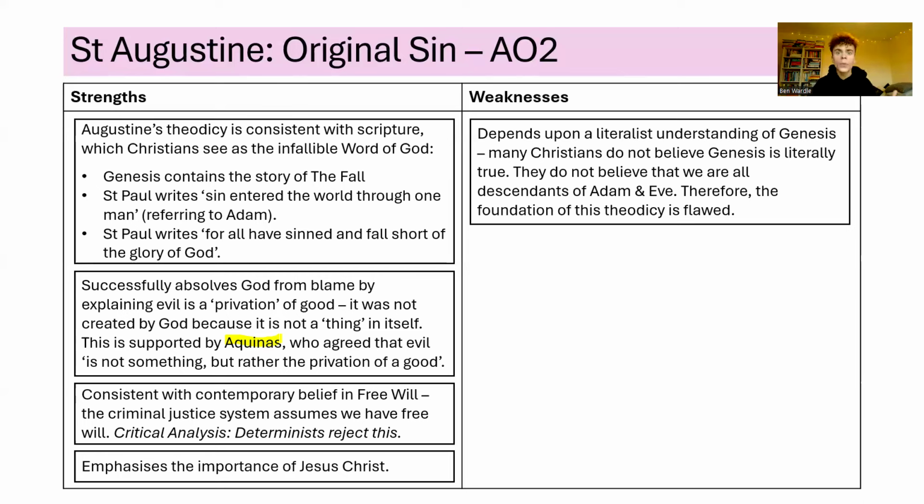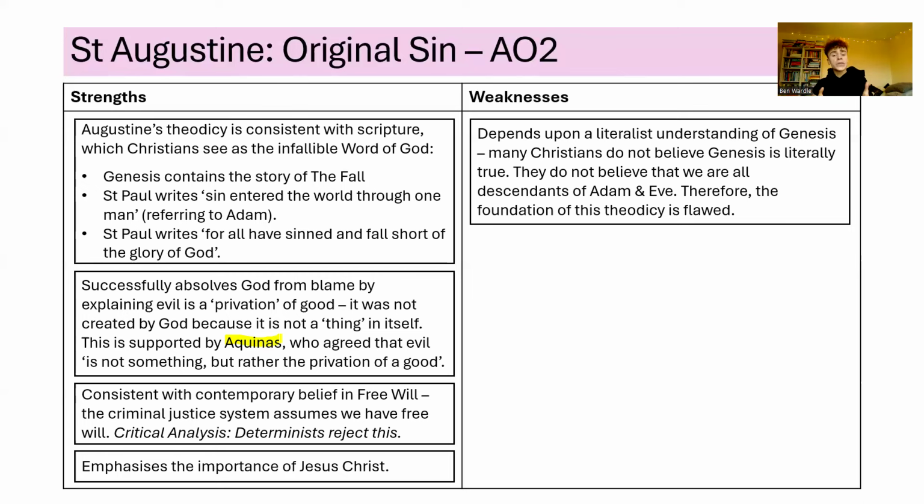And of course, the big problem we've got with that is that many Christians today do not believe that Genesis is literally true. The Catholic Church, for example, do not believe that Genesis is literally true, although interestingly, they do believe in original sin. So most Christians today do not believe that we are all descendants of Adam and Eve. They would support scientific explanations such as the theory of evolution. And evolution doesn't start with God putting Adam and Eve in the garden. It is a process of evolving over millions of years through natural selection, isn't it?